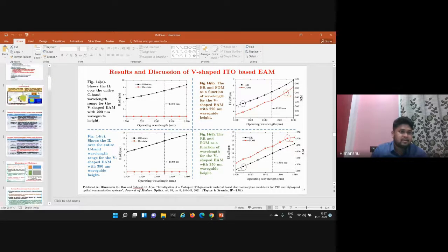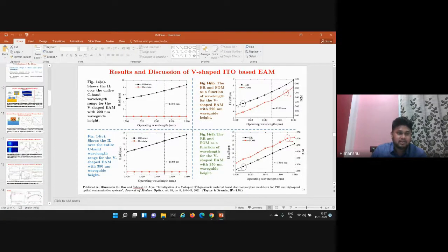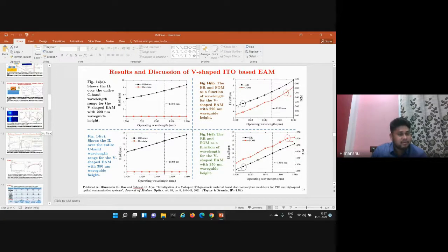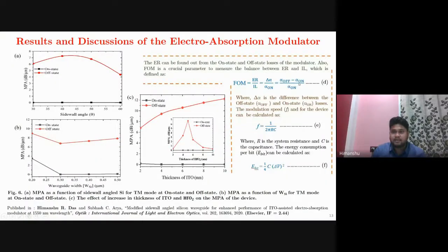That is, extinction ratio is equal to insertion loss at off state minus insertion loss at on state. And if you know the loss at both the states, then we can also calculate the FOM. So here, this alpha off minus alpha on gives the extinction ratio, and if we divide it by alpha on, then it will give the FOM, that is, figure of merit.